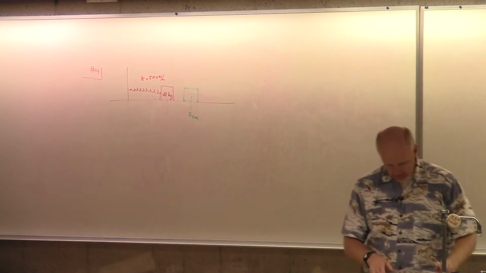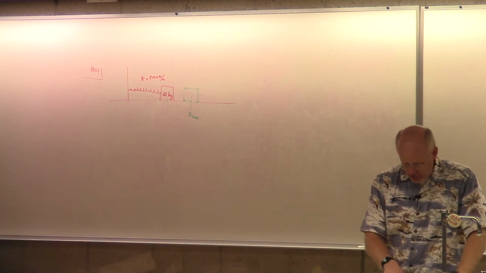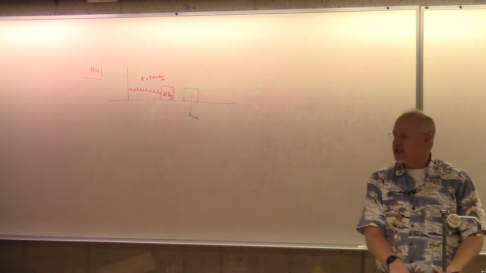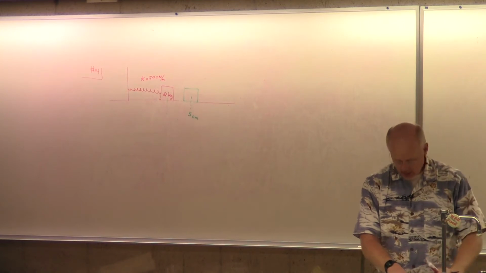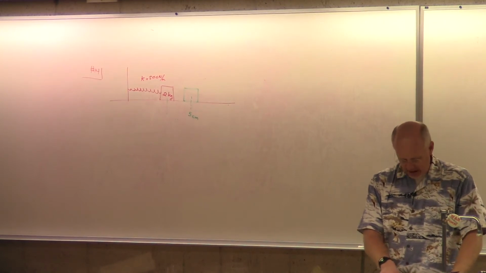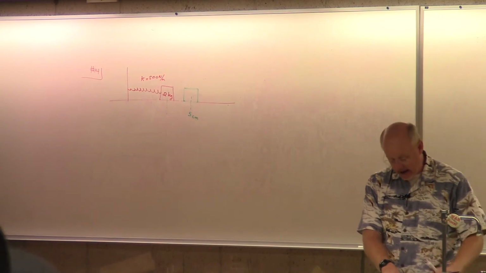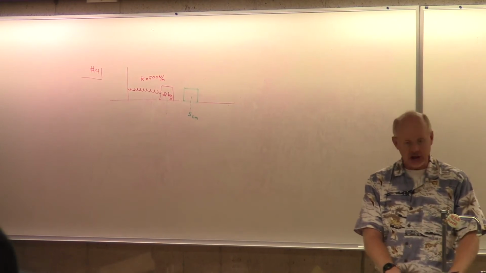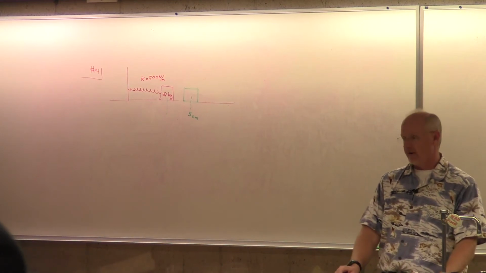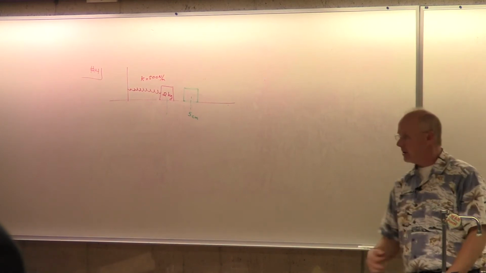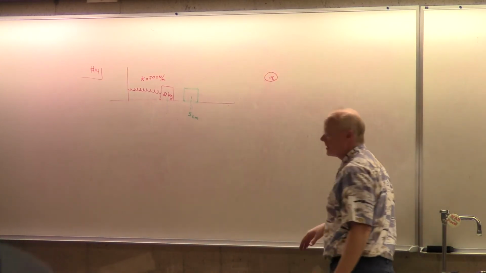Let's keep reading. The block is pulled 5 centimeters to the right of equilibrium and released from rest. Okay, so you just let it go. You don't push it or anything. Find the speed of the block as it passes back to equilibrium if A, the horizontal surface is frictionless, and B, if there's a coefficient of kinetic friction of 0.35. So A is without friction and B is with friction. So what if there was no friction? We'll start there. What's going to happen here?